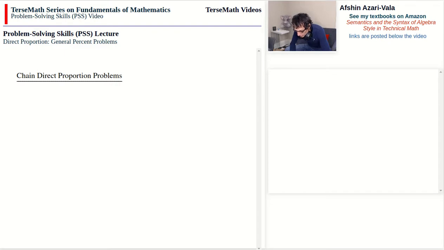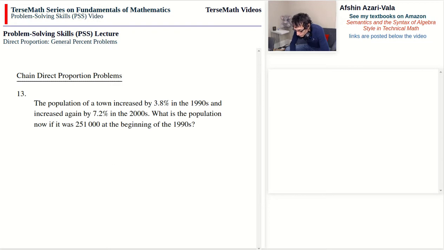Okay, let's take a look at the first problem of chain direct proportion type. And this one says that the population of a town increased by 3.8% in the 1990s and increased again by 7.2% in the 2000s. What is the population now if it was 251,000 at the beginning of the 1990s? So we have a problem where we want to find two grand totals. First, the population at the end of the 1990s, and then the population at the end of the 2000s. That would be another grand total.